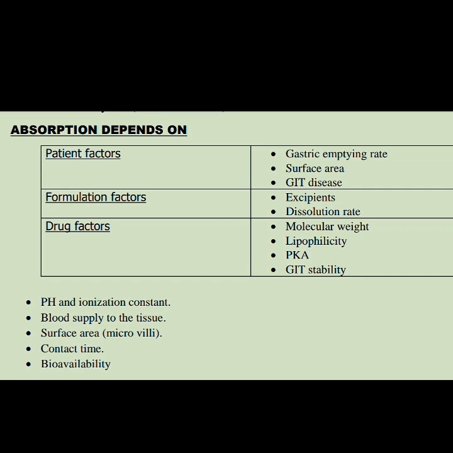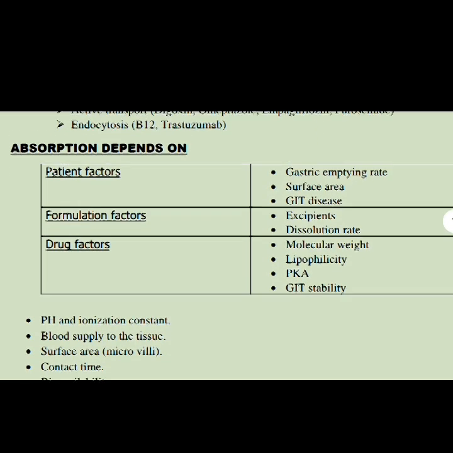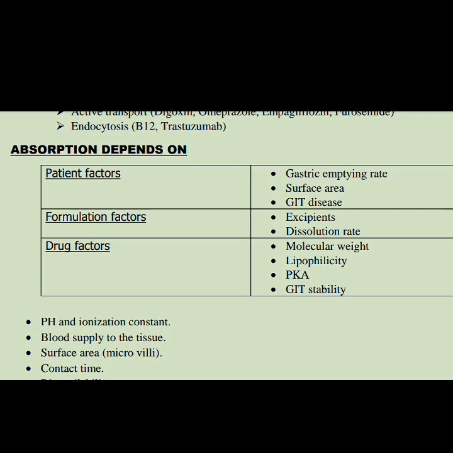Let's talk about formulation factors. Formulation factors are factors that depend on the actual formulation, meaning how they made the drug, right? One, excipients. Sometimes the absorption depends on the excipients you use. What are excipients? Whenever you make a medicine, it has two things. We have the API, which is the active pharmaceutical ingredient, and then we also have the excipients.